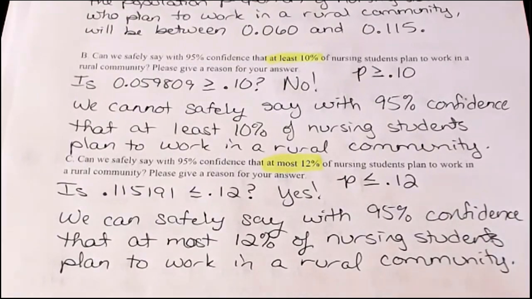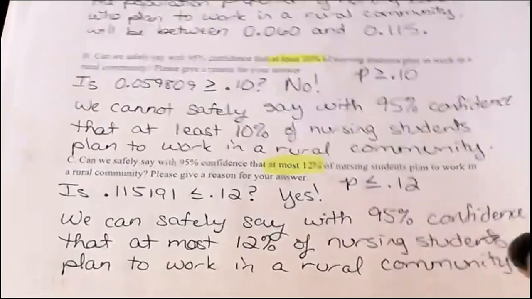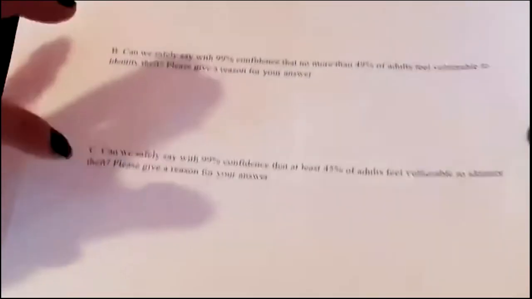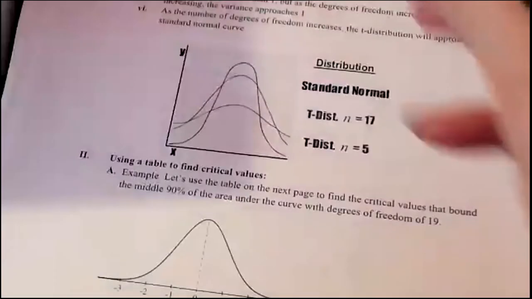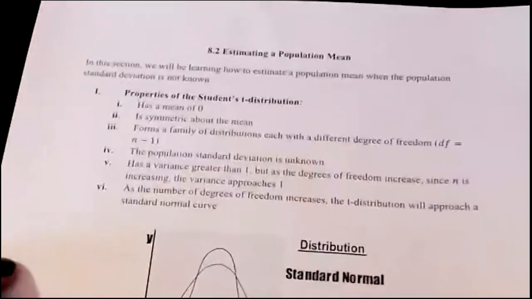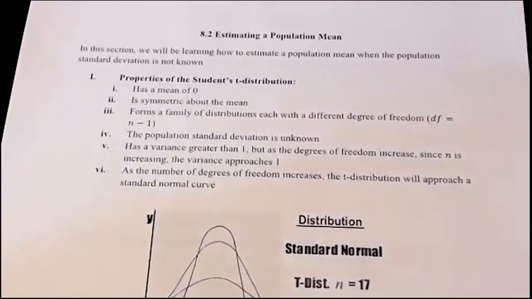Excellent. I'm going to go ahead and turn a couple pages so that we can move right into 8.2. See, number 5, same exact thing, write a statement, can we safely say? And then number 6, write a statement, can we safely say? So it's the exact same thing, which is why I have no problem moving forward and looking at 8.2, estimating a population mean. All right, let's get this going.